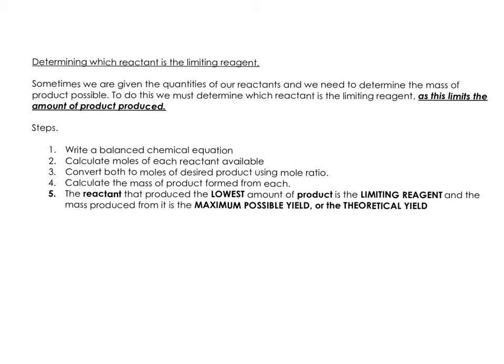So the limiting reagent limits how much product we can make. But we call it the maximum possible yield or the theoretical yield. So the smallest mass is the most you can make, so it's the maximum possible yield or the theoretical yield.